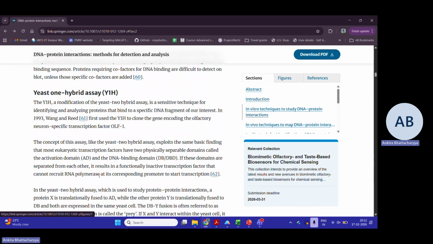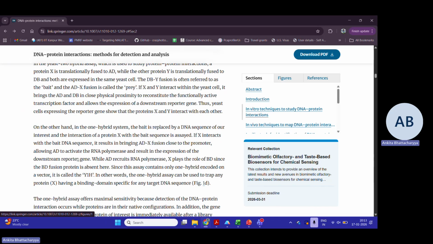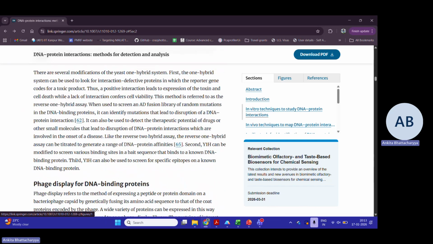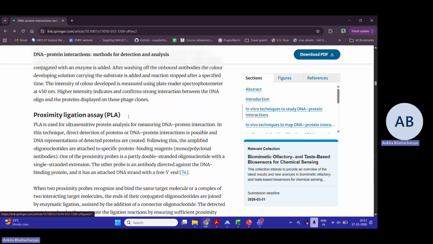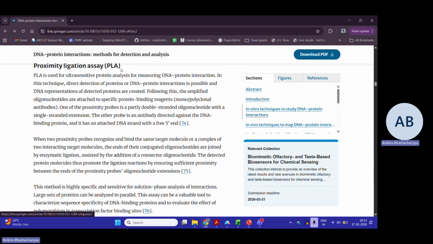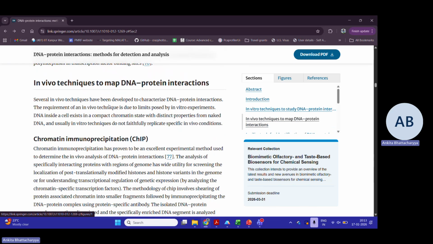Then the Y1H or the yeast one hybrid assay, like I mentioned, is for identifying and analyzing proteins binding to a DNA sequence of our interest. And they actually cloned the gene encoding OLF1, or olfactory neuron specific transcription factor 1. The one hybrid assay system is something we've already discussed, and the phage display method is another one. This is PLA, or protein proximity ligation assay.